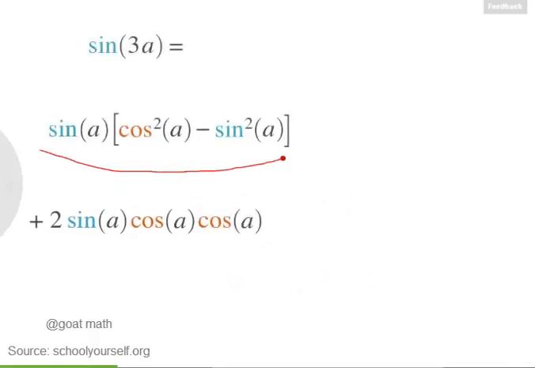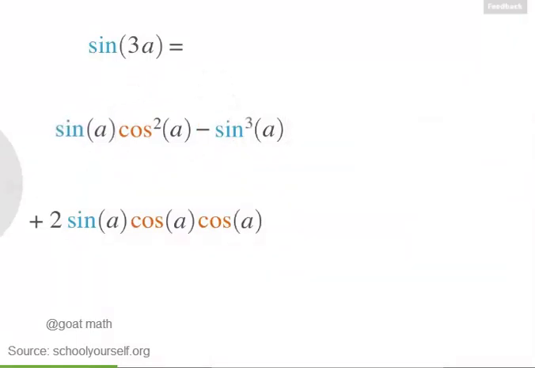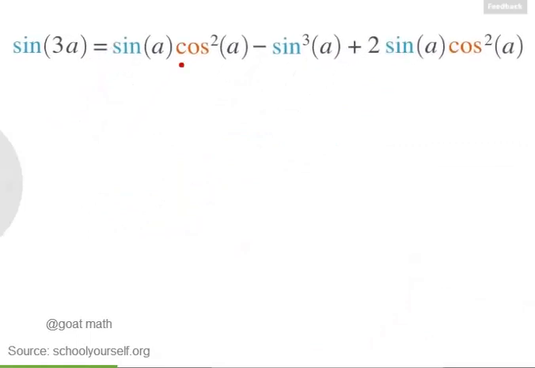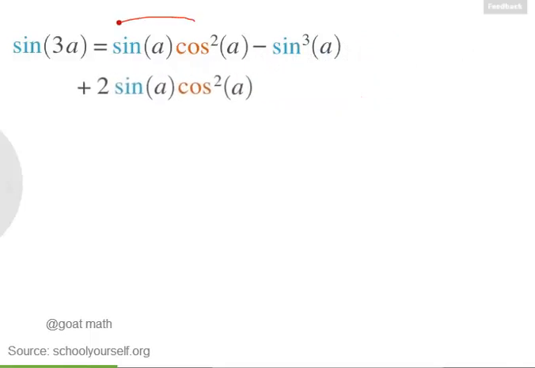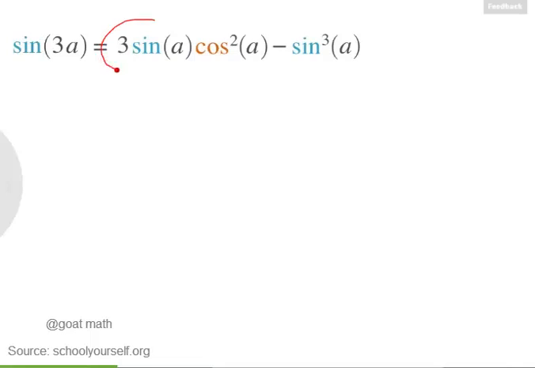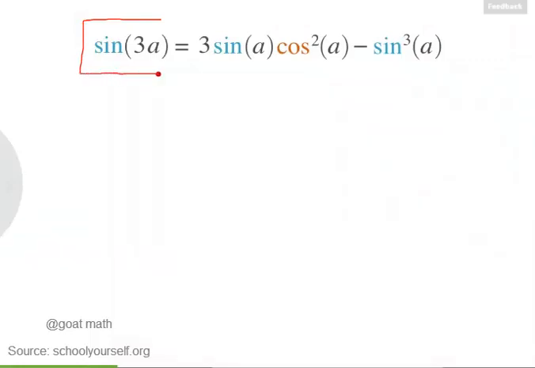Now in this top expression, we can distribute the sine of A into this difference, and that gives us sine A times cosine squared A minus sine A times sine squared A, which is sine cubed A. And for this expression down here, cosine A times another cosine A equals cosine squared A. So that's our identity for the sine of 3A, but we can still combine two of these terms. Sine A cosine squared A plus another 2 sine A cosine squared A gives us 3 sine A cosine squared A. So for any angle A, the sine of 3A equals 3 sine A cosine squared A minus sine cubed A.